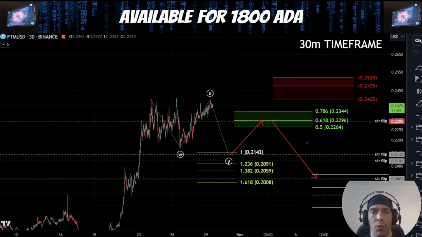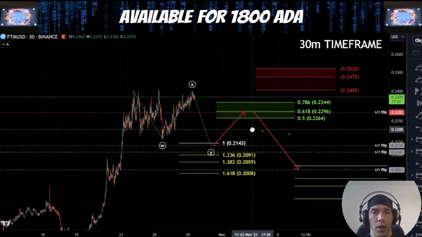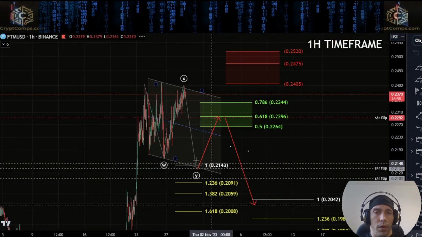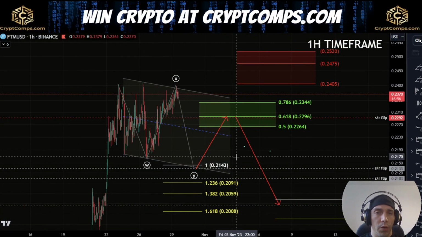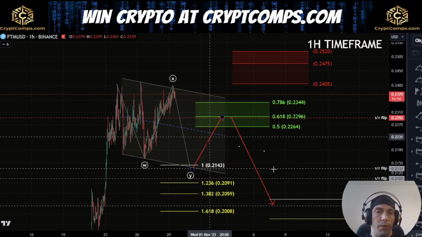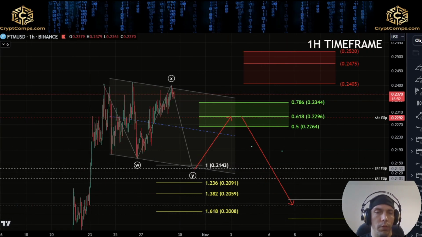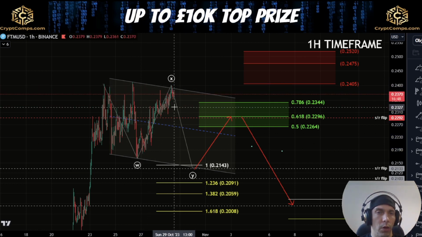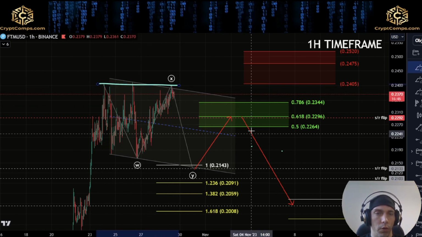Though at the moment, looking at the structure, it is looking more likely that this is going to develop as a W, X, and a Y, but we could also get something like a flat correction here. So what I would be looking for is that this is our W wave. We're looking for this as an X wave. Now, the X wave has come back up to the origin point.